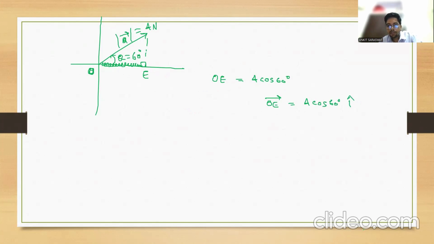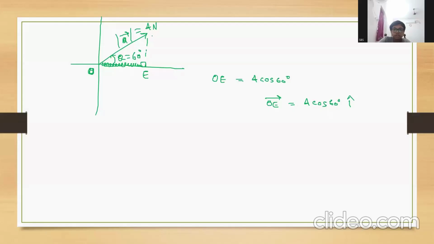What I'm saying is, this OA vector is like this, it is 4 Newton, making an angle theta of 60 degrees. Then its projection on the x-axis will be OE. Now please tell me, this OE length is how much? 4 cos 60 means 2 Newton, 2 I cap. Actually, this is the Ax vector, the horizontal component.